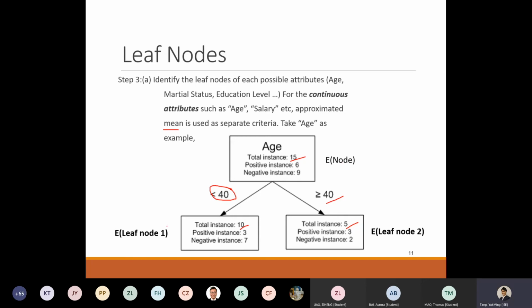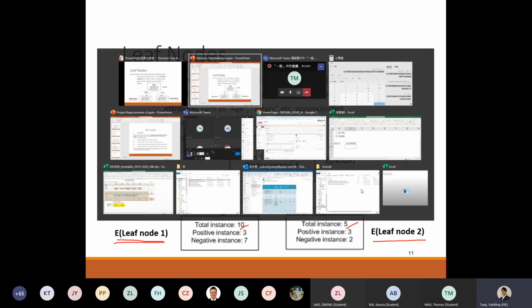After we calculate the entropy for the root node, we also need to calculate the entropy for the leaf nodes. In this case we got 2 leaf nodes. Leaf node 1 is less than 40 years old, leaf node 2 is larger or equal to 40 years old. We got 2 different groups.